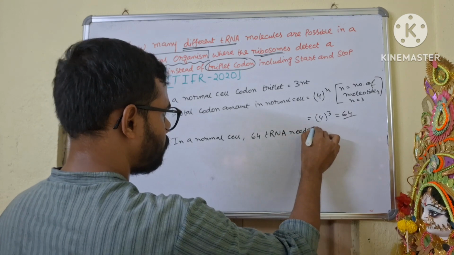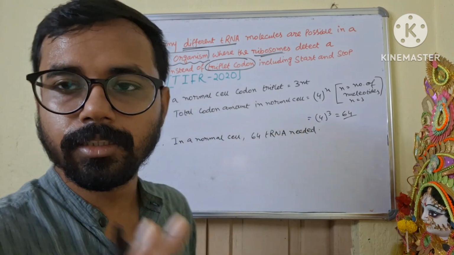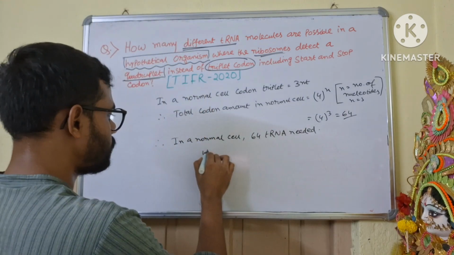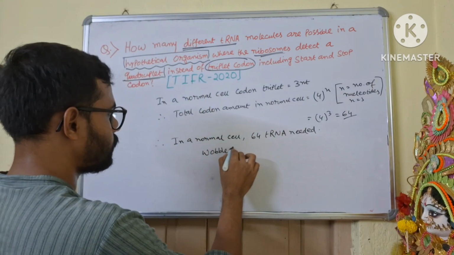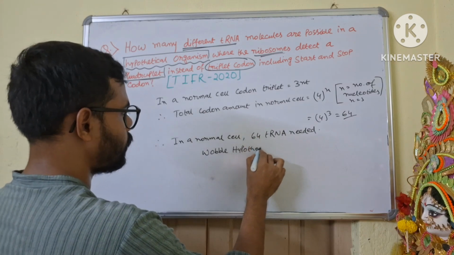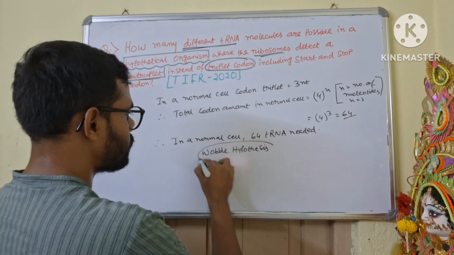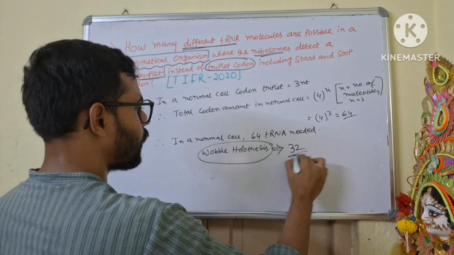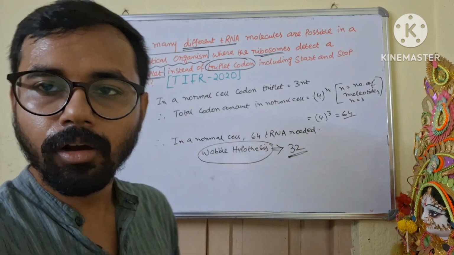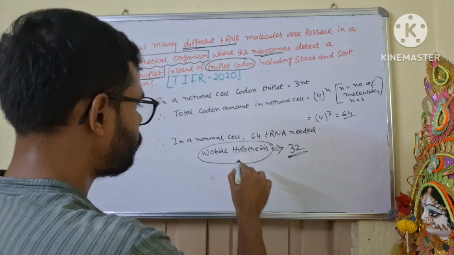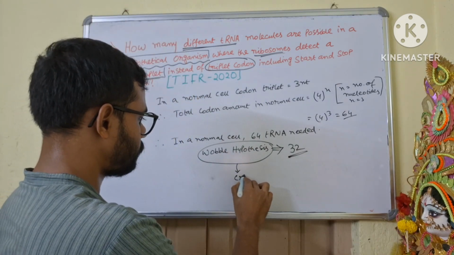But in the normal cell, there is also a hypothesis known as the Wobble hypothesis. The Wobble hypothesis clearly states that the total number of tRNA molecules is not 64. It is half of the 64. That means 32 tRNAs can cover all 64 codons. That's called the Wobble hypothesis, proposed by Crick.